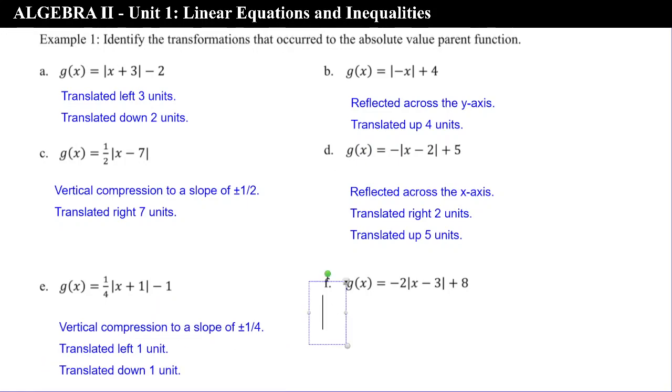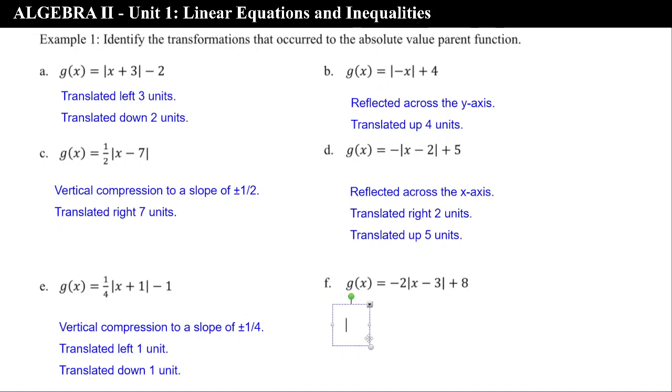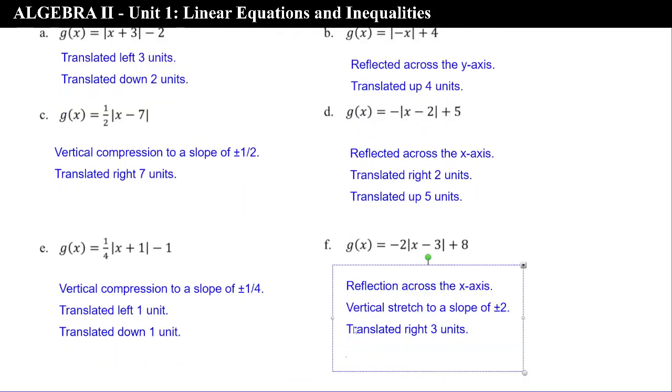And then finally, if we go to this last example here, we have a negative on the outside first. So that means a reflection across the x-axis. We have a 2, which means a vertical stretch to a slope of plus or minus 2. We are translated right 3 units. That's indicated by the -3 on the inside of the absolute value. And then we have a +8 on the end, which means it's translated up 8 units.